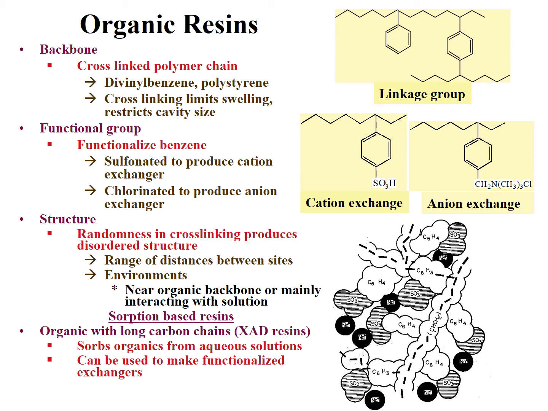Now, because of the cross-linkage and the random nature of that, you also get randomness in the structures of the resin material. So there's a range of distances between sites, and some of the localized environments can vary a bit within the resin material. So you can have some near the organic backbone, or mainly interacting with solution. So metal ions can be close inside the resin material, harder to exchange, or farther away, closer to the solution phase, so somewhat easier to exchange.